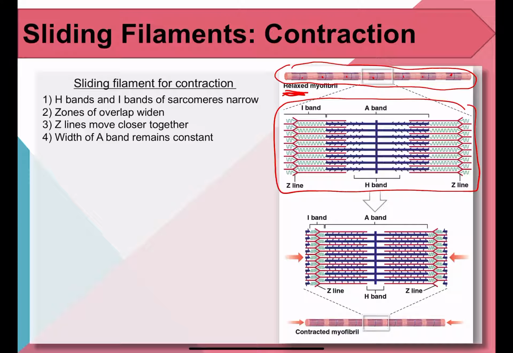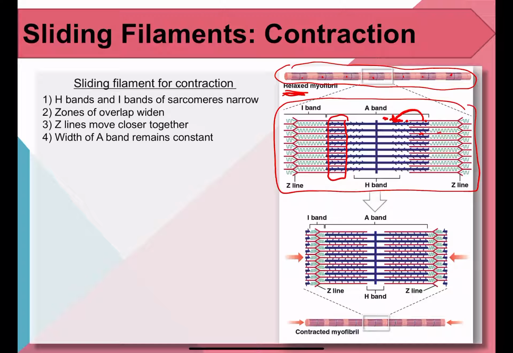Okay, so in a relaxed myofibril, you have this zone of overlap that is very small, because what happens when a contraction happens is that this red line needs to climb in and starts moving inwards. All of these red lines will then move inwards together, okay?